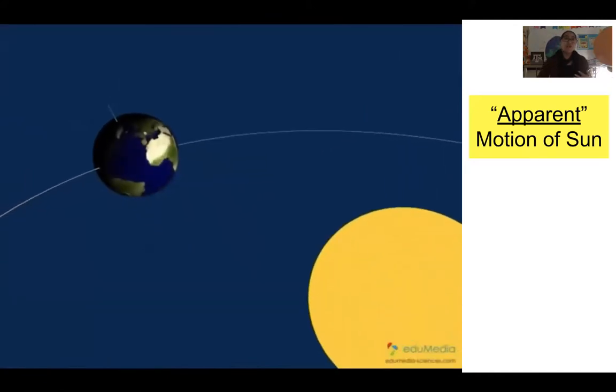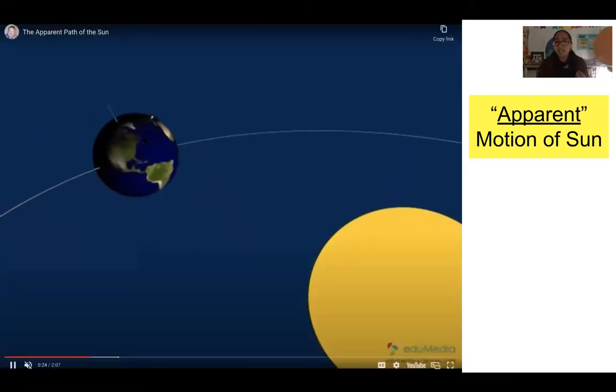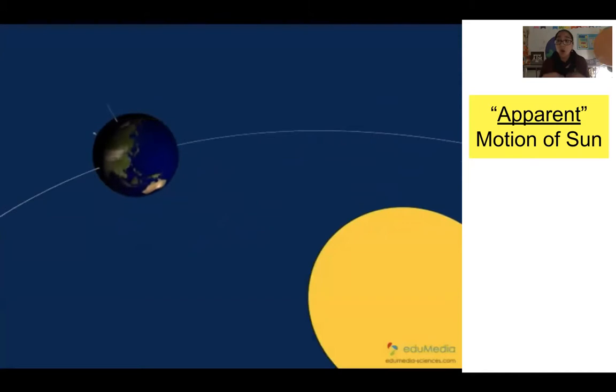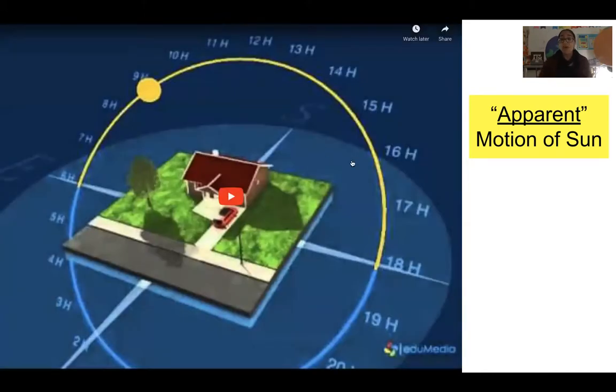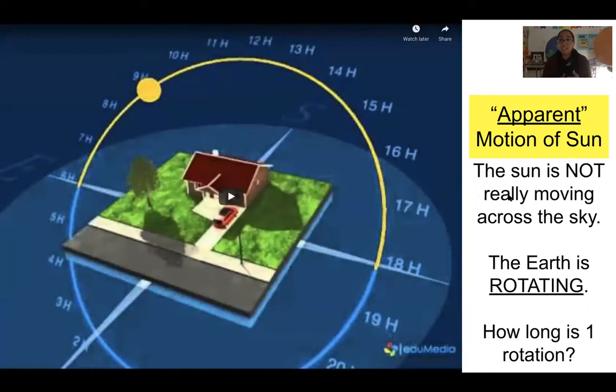And then we know, of course, that we call that motion a rotation. So it takes the Earth 1 day or 24 hours to complete one full spin or one rotation. And it's that motion of the Earth that creates the apparent motion of the sun. So that's why we call it apparent, because the sun is not really moving. It just looks that way from our perspective. And again, that is a rotation.